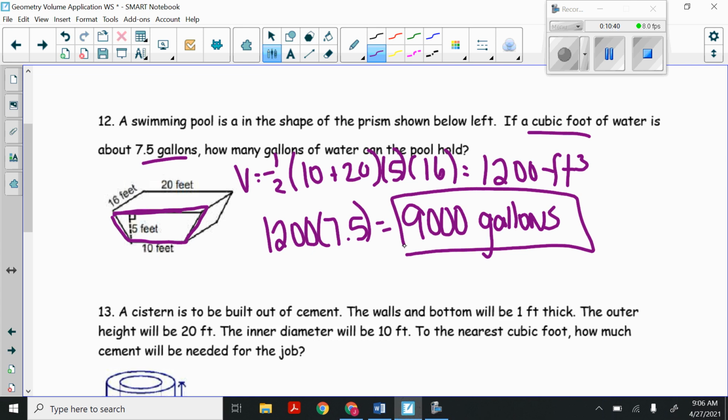And so those are the ones that we're going to do together in class. The rest will be your homework. So finish up this worksheet, and that will be our review over volume and all the applications and how we can use this in real life.